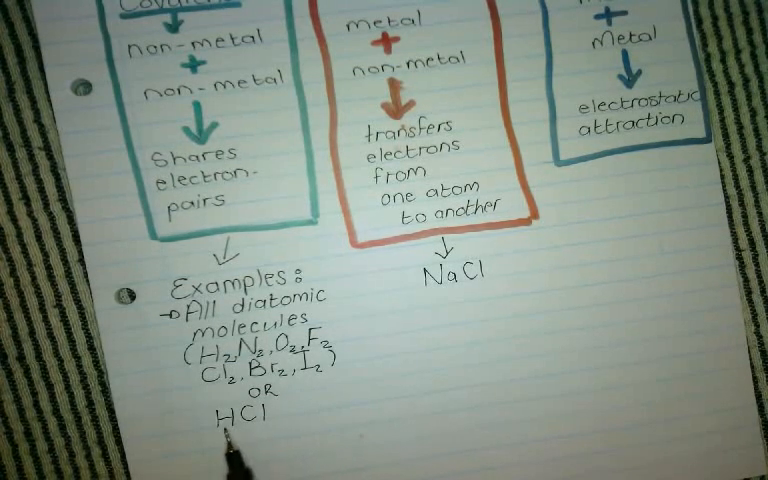Okay, or we can have something like hydrogen chloride. Okay, hydrogen is a non-metal and chlorine is also a non-metal. So when they bind, we call it covalent.